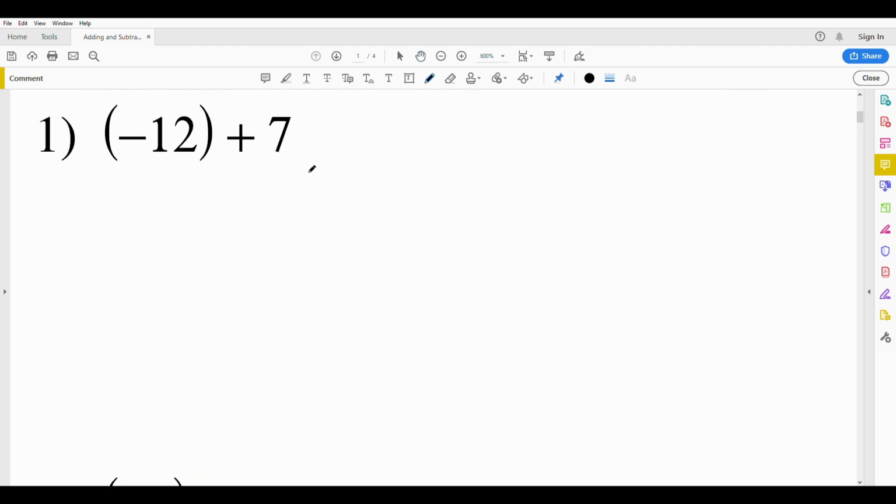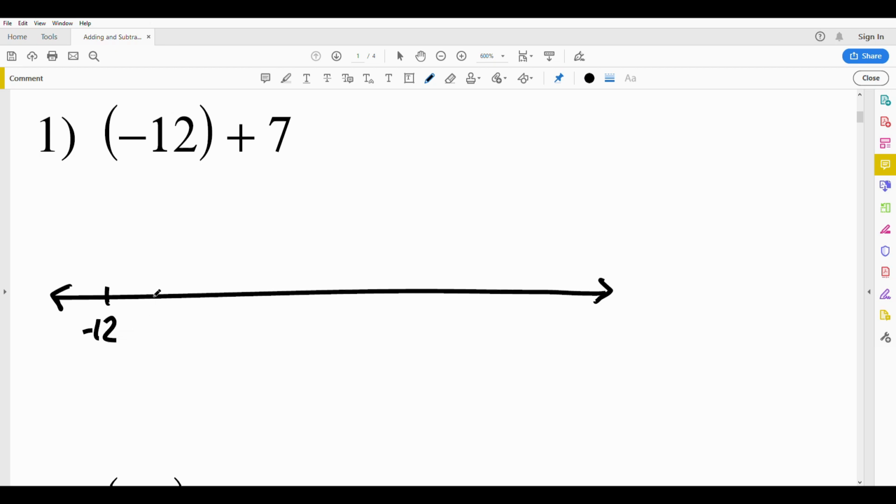plus 7. Now, one way I like to think about this is by drawing a number line. So let's start with that. I'll take our first starting point, which is negative 12. And then I'll put a couple more points. So here will be negative 11, negative 10, negative 9, and so on.